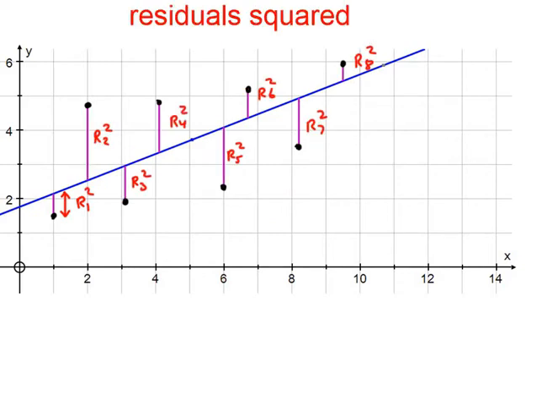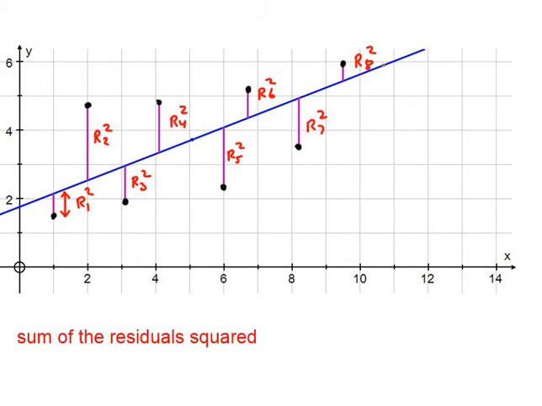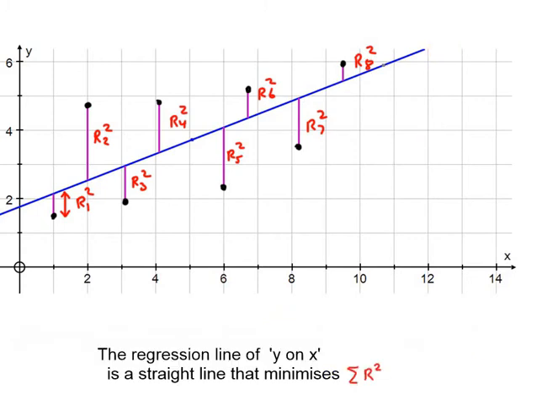and we square those residual values, and then we sum them up, we add them together, like r1 squared plus r2 squared and so on. And that can be represented by the sum of all of the residual values squared, sigma r squared. And this sigma r squared has its least value for this regression line.